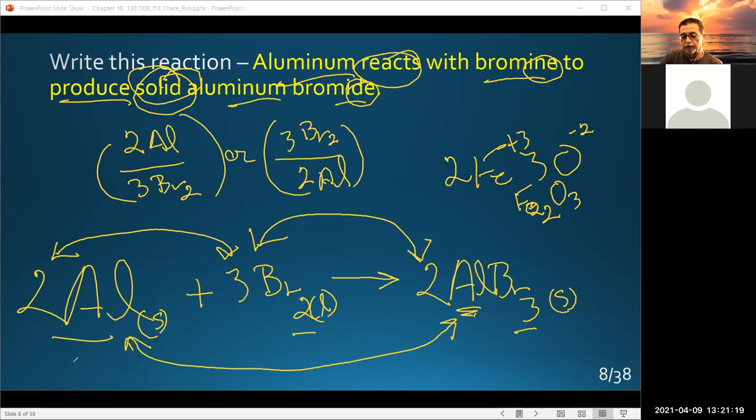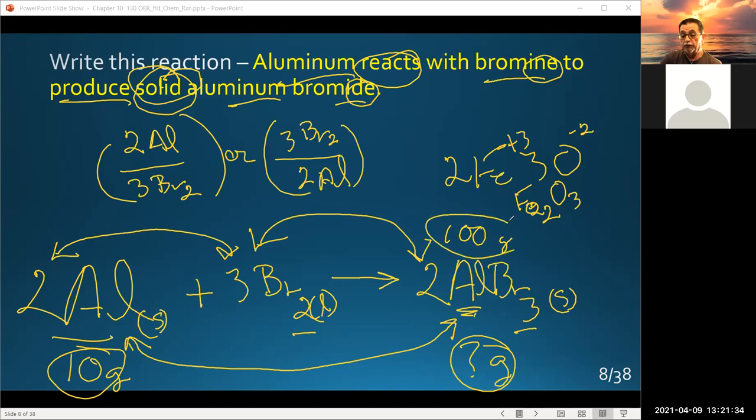For example, if I start off with 10 grams of aluminum, the question may be, well, how many grams of aluminum bromide will I make? Okay. Or vice versa, if I need 100 grams of aluminum bromide, how many grams of bromine would I need? And that comes into play. These ratios will come into play there. Okay.